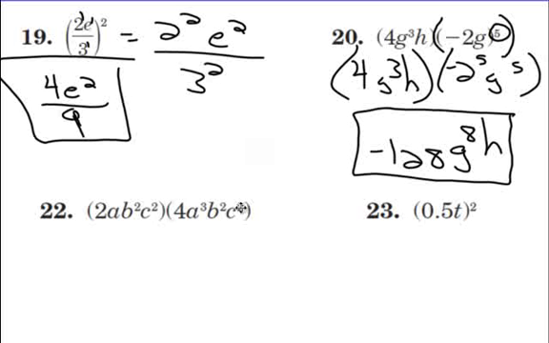Okay, I don't see any exponents on the outside, so we can go ahead and multiply our coefficients. So we're going to get 8, and then we'll start to go through the variables. A to the 1st, and 3 more makes 4. B squared, and 2 more makes 4. C squared, and 2 more makes 4.